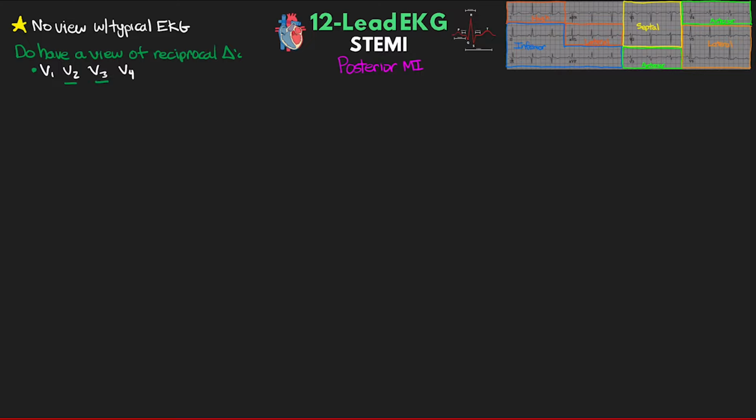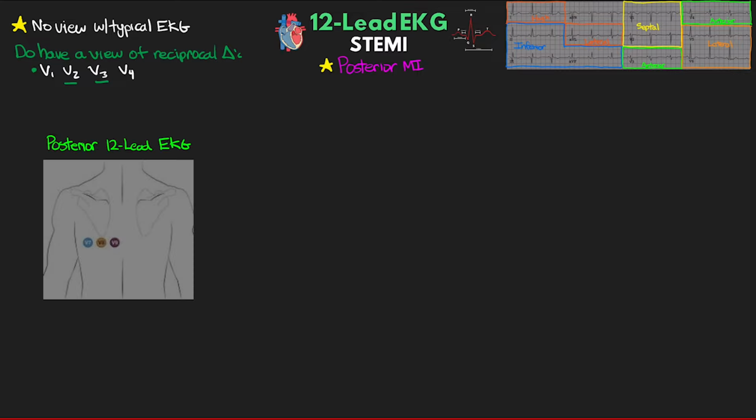If you see this on an EKG, you should be suspicious of a posterior MI and get a posterior view 12-lead EKG. So again, this is also pretty simple to do. And to do this, basically you're just going to take leads V4, V5, and V6 and move them posteriorly, giving us what we call V7, V8, and V9.